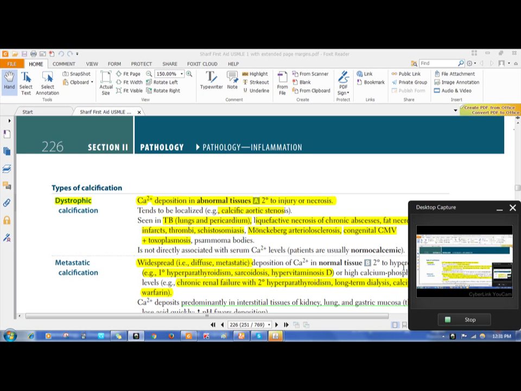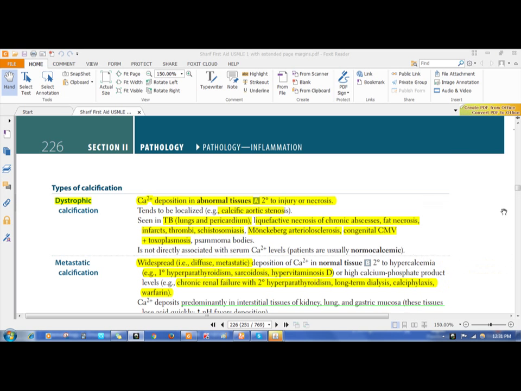Hello everyone, let's have a talk about calcifications. So calcification is simply deposition of calcium in your tissues. It can be either metastatic calcification or dystrophic calcification.